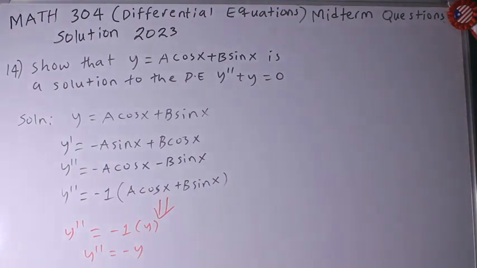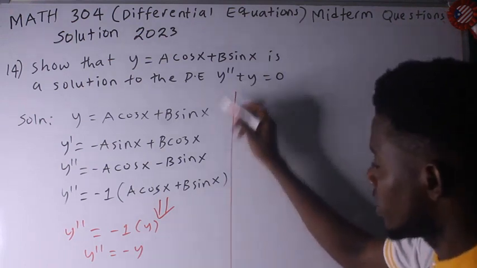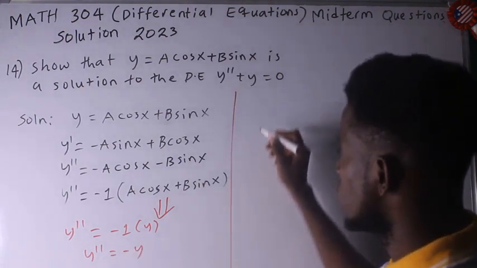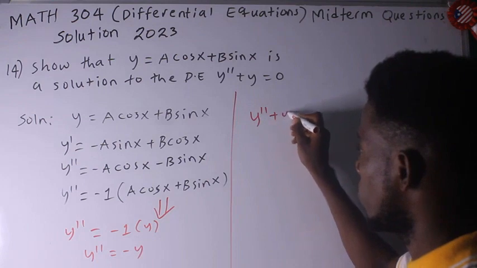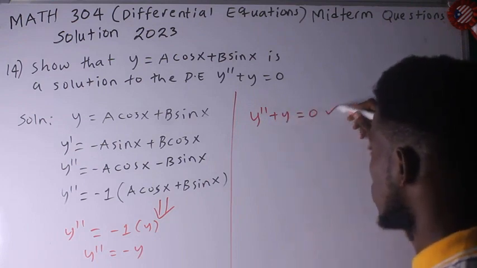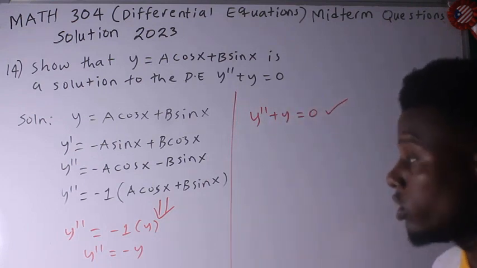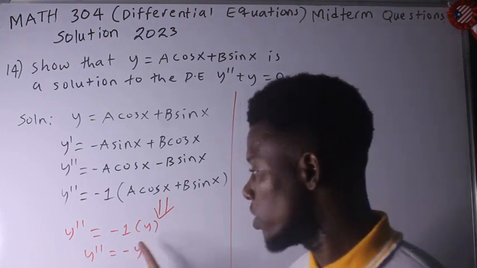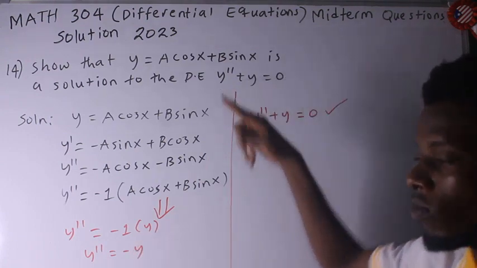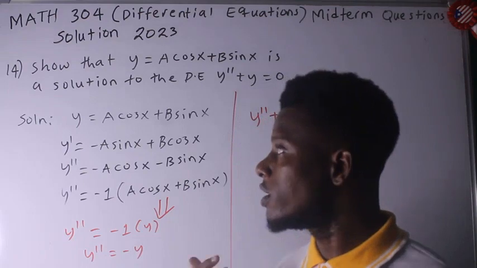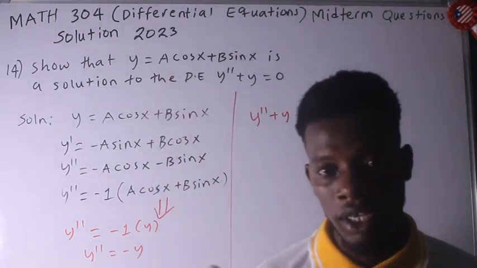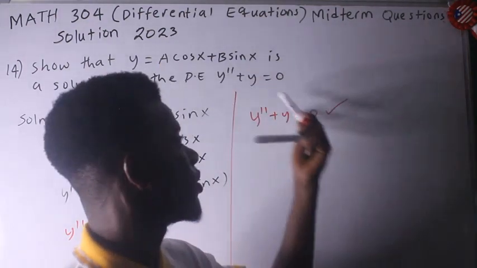So if you have y prime prime is equal to minus y, how do you prove that these are going to be equal? You send this across, so you have y prime prime plus y equals 0. So because we eliminated the arbitrary constant from here, and then we have this differential equation, we can conclude that this solution is a solution to this differential equation.